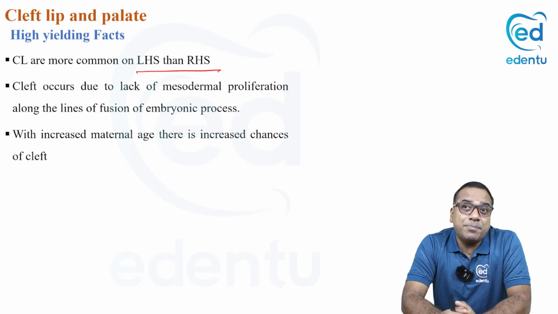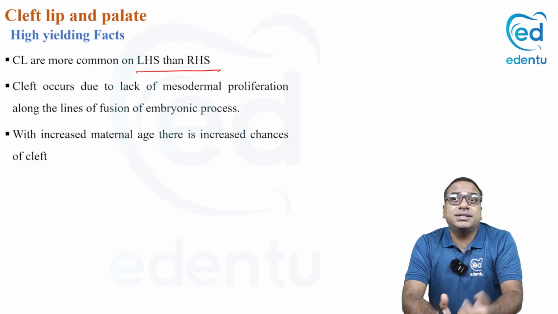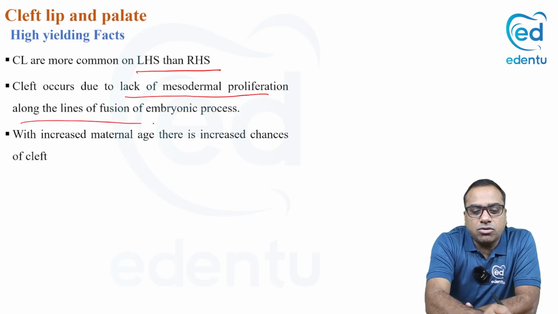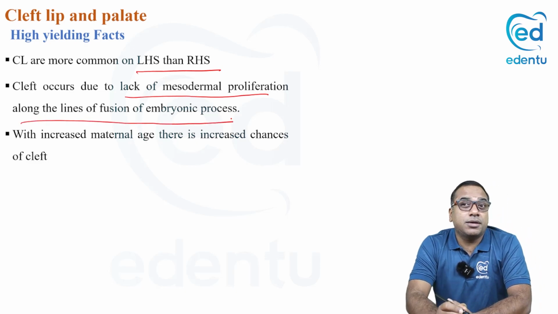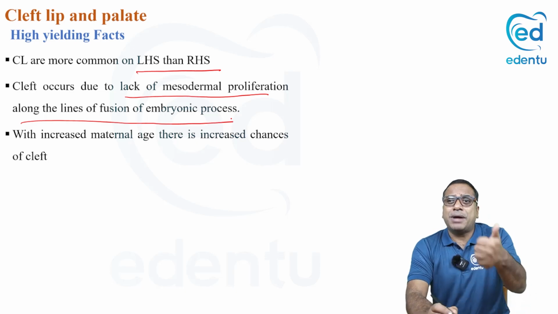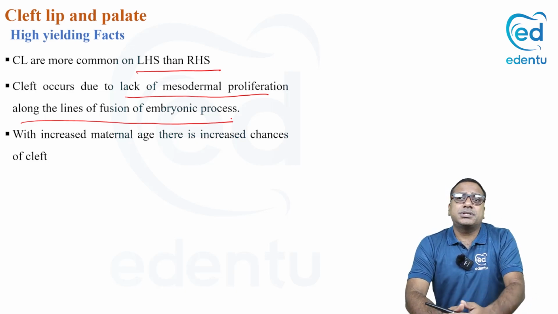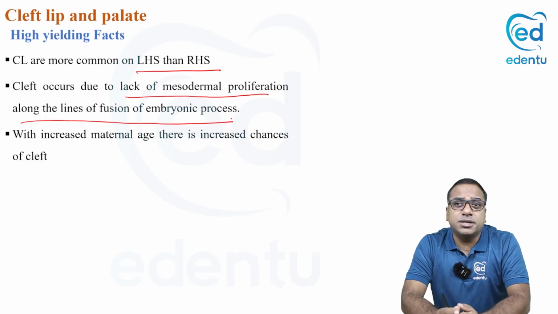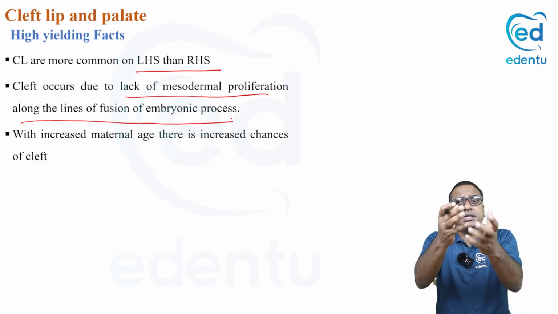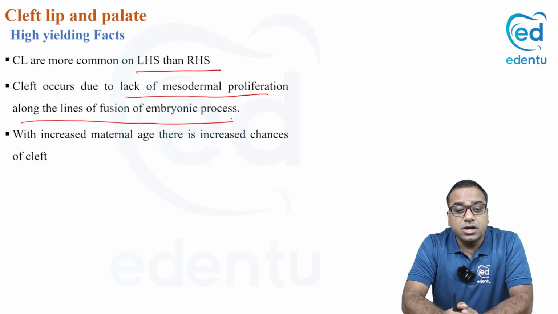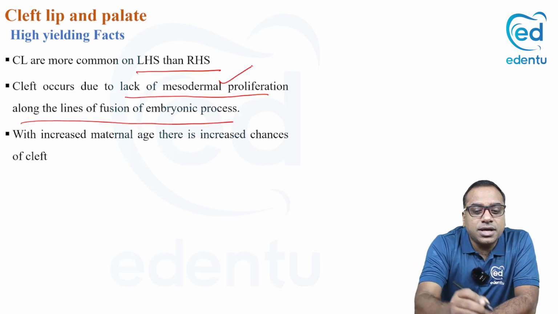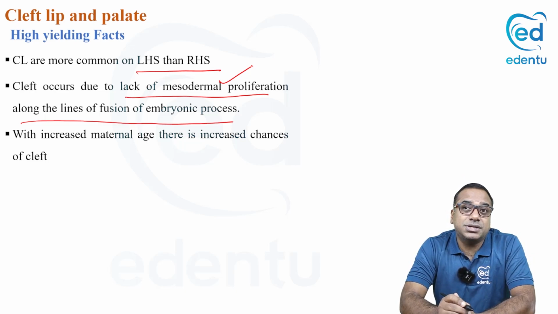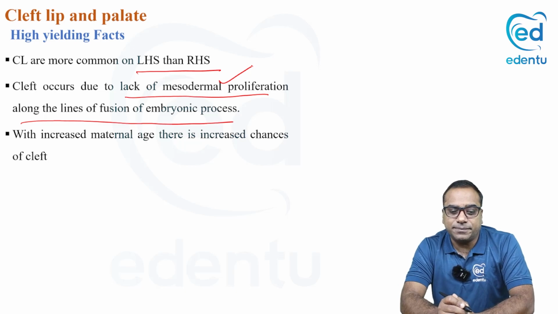So why does this happen? Why does cleft lip and palate come? It comes because of lack of mesodermal proliferation along the lines of fusion of embryonic processes. So you have the mandibular process, the maxillary process, lateral nasal process, median nasal process, and frontonasal process. In the fusion of all these processes, some problem occurs. So lack of mesodermal proliferation along the lines of fusion of embryonic processes leads to cleft lip and palate.